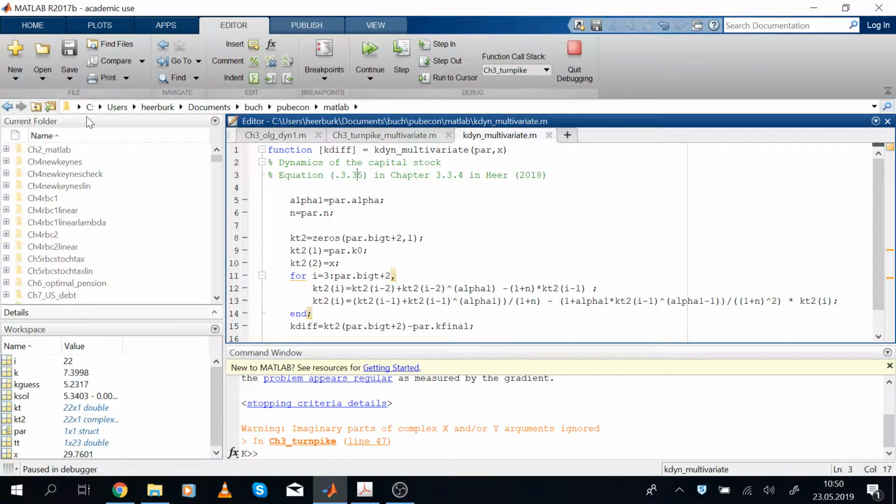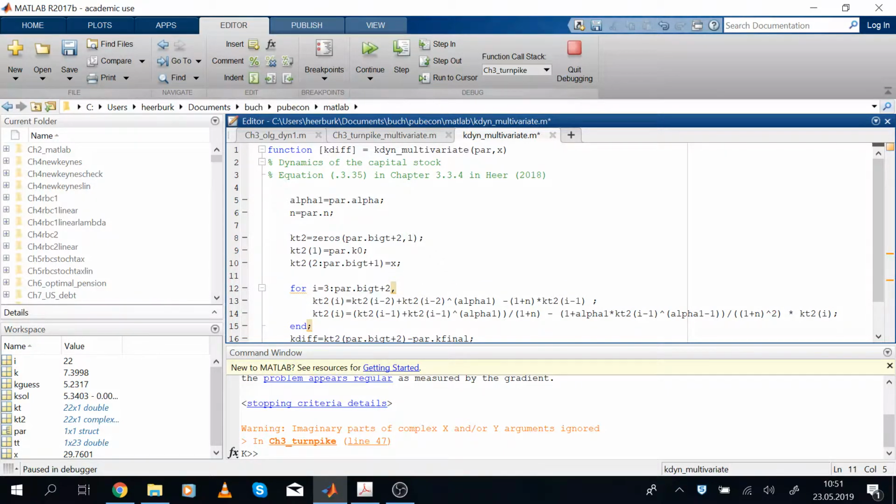35 in chapter 3.34, and now our value of x, our unknown, is the capital stock from periods 1 through 20 corresponding to the entries 2 up to 21 in our local variable kt0.